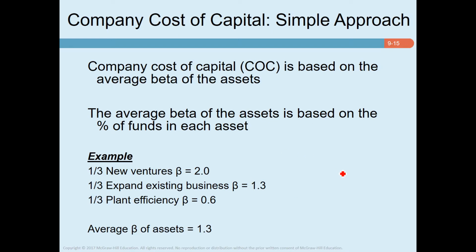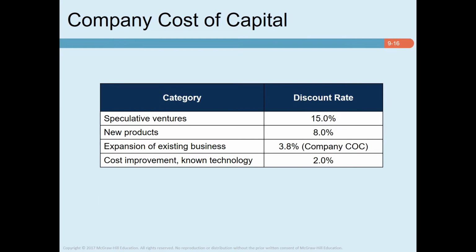And if you look at this example here, the average asset beta will be based on different proportions of funds invested in each asset. The beta of each asset indicates the riskiness of that project, assuming that's the only line of business of the company. So for example, for new ventures the beta is 2. If they are expanding existing business, beta is 1.3, and for plant efficiency, beta is 0.6. So if these are the three different types of business a firm has, the average asset beta is 1.3, considering equal weights of each of these three lines of business. And you can see the discount rates, for example, speculative ventures are 15%, new products 8%, expansion of existing business 3.8%, and cost improvement 2%. So discount rates are higher for the higher beta or high risk projects, and lower for the lower beta or low risk projects.